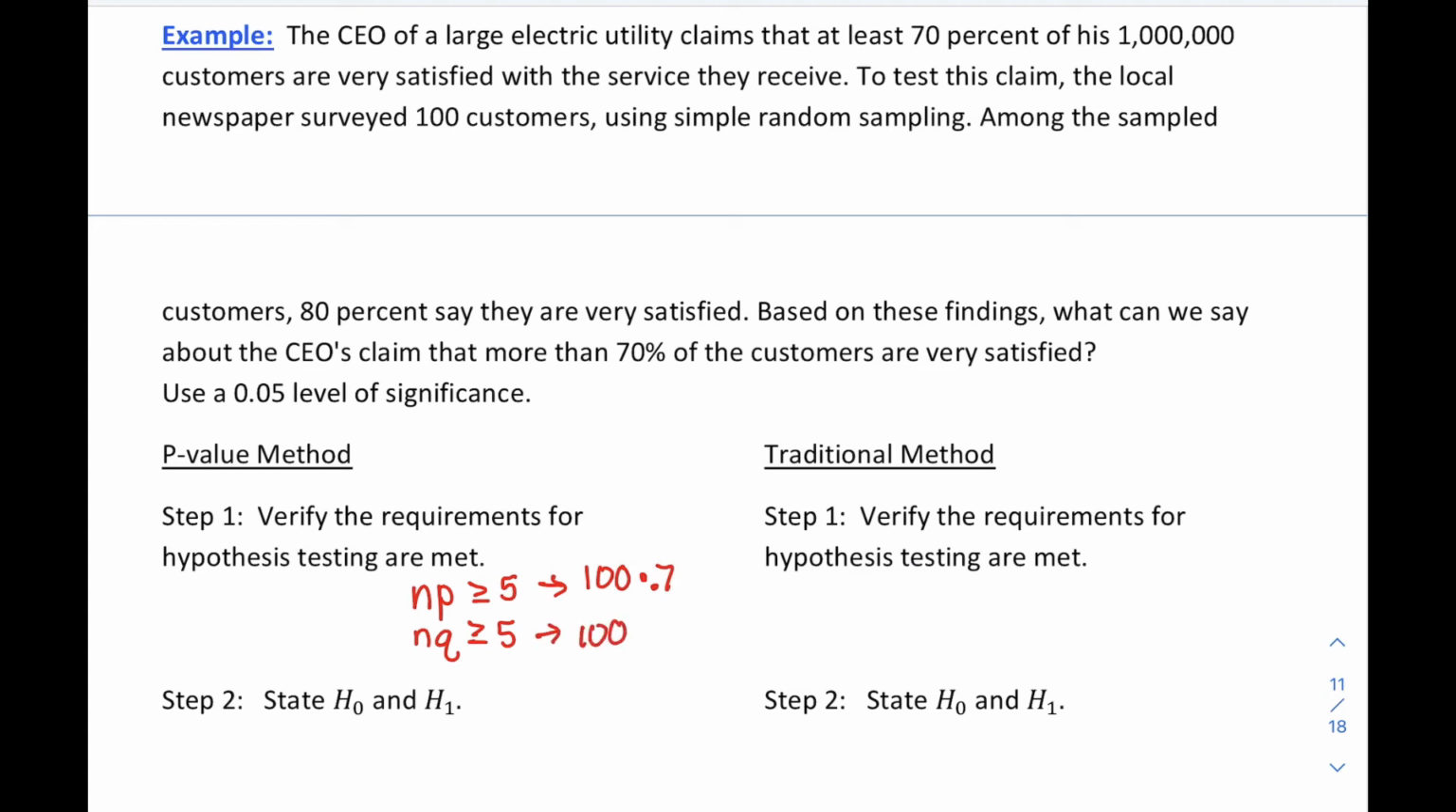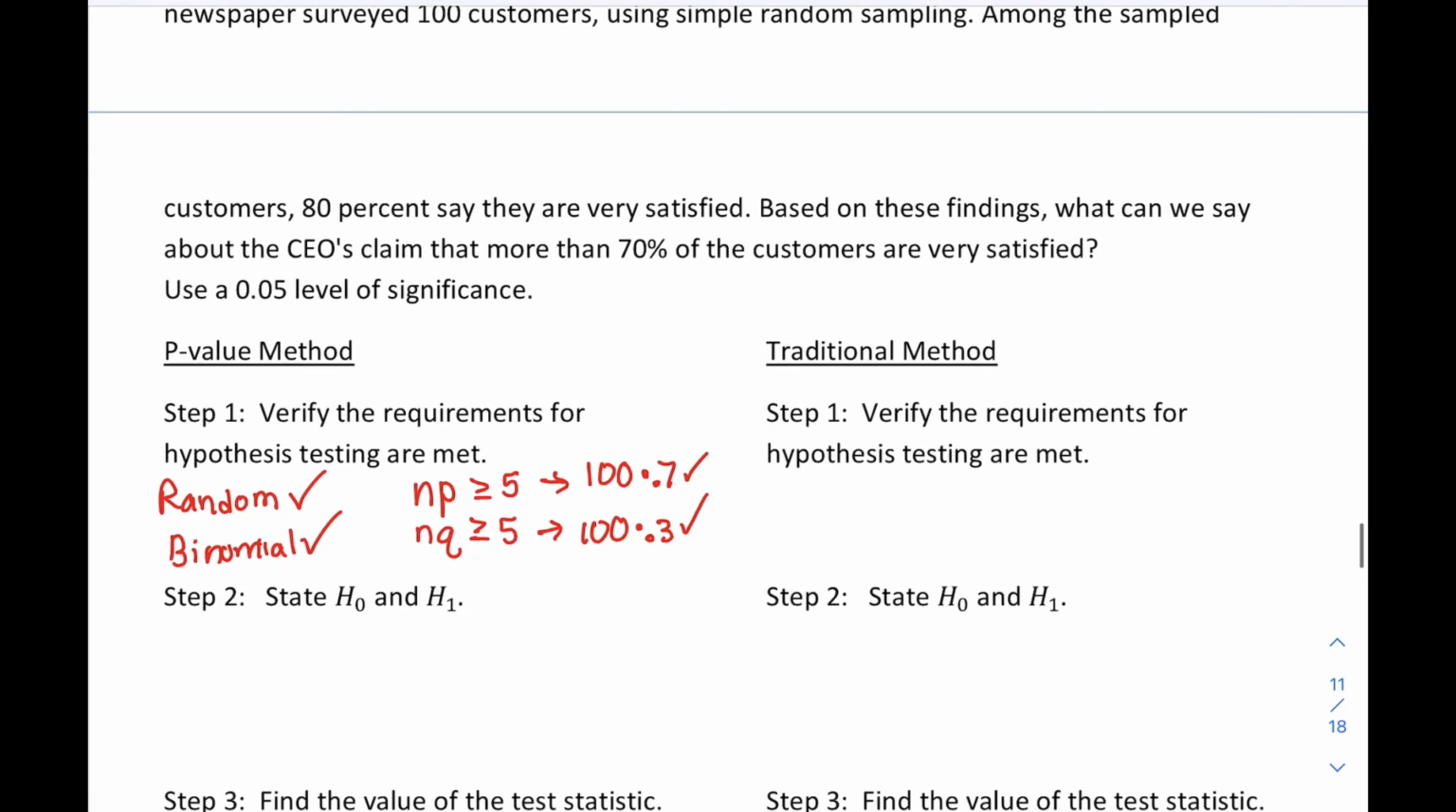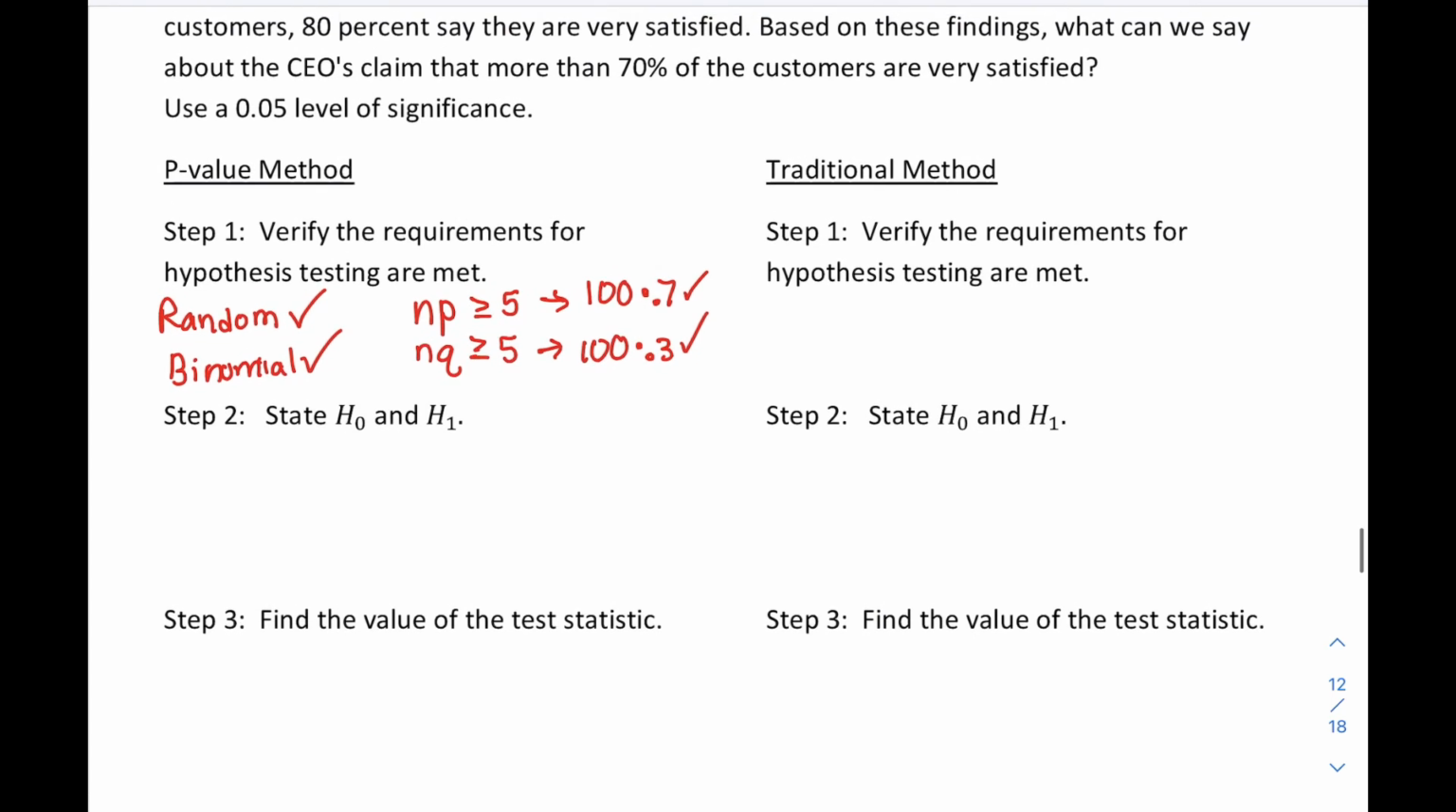So our values for p and q are going to be 0.7 and 0.3. And if I multiply those by my sample size of 100, it's definitely going to be greater than 5 in both cases. Also, it's a random sample, it says, and it is binomial because they either are or are not satisfied with their electric service, and all the other requirements to be binomial are met.